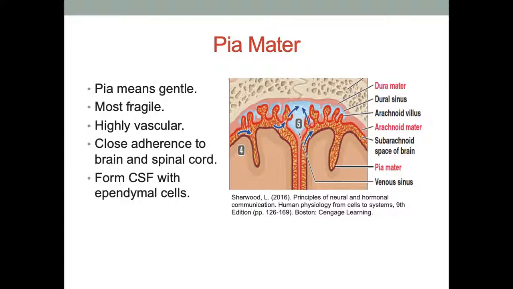Sort of like if you bite into a sunflower seed and you have the inner coating there that's still stuck to the seed. That's what we're looking at here. In certain regions, you have a special bond between the pia mater and the ependymal cells, and you actually form cerebral spinal fluid in those places. So the meningeal membranes, the pia mater in particular, does play a role in the production of the cerebral spinal fluid.